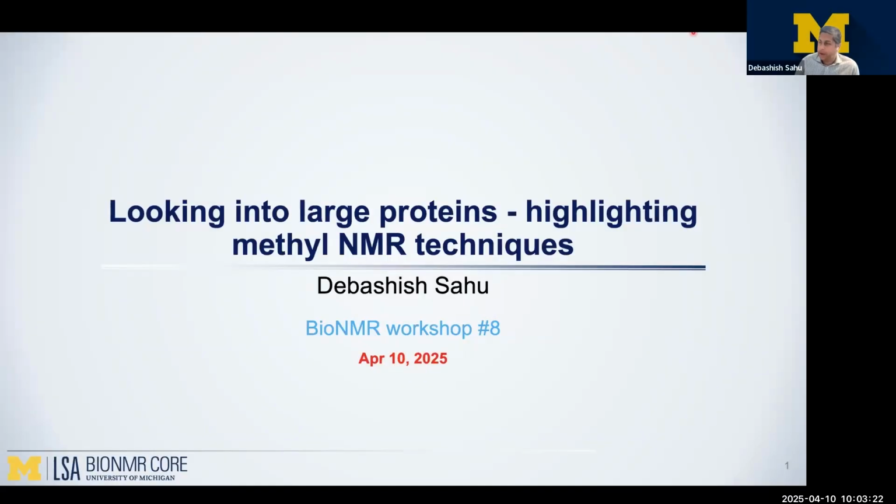So this is workshop number 8. And today's topic is looking into large proteins. Mostly I'll be highlighting techniques which are often referred to as methyl-NMR techniques. This will aid us in looking into very large proteins.